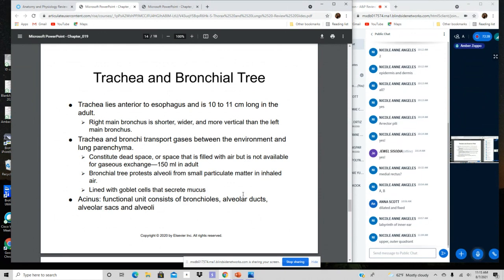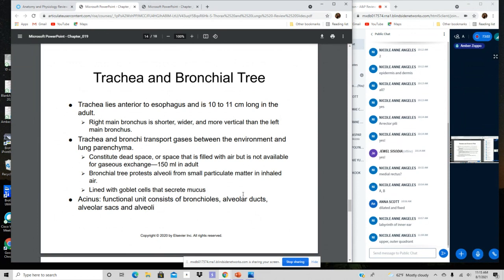The trachea and bronchi transport gases between the environment and the lung parenchyma. The trachea and bronchi are not involved in gas exchange, so they refer to them as dead space, or space that is filled with air, but it's not available for gaseous exchange. And this is about 150 mLs of air in the adult.